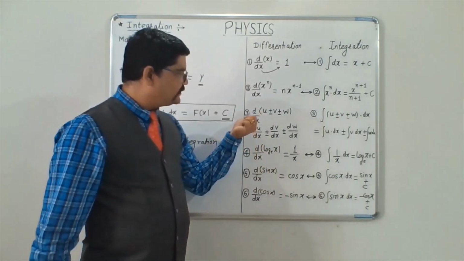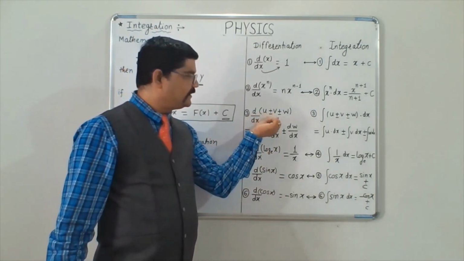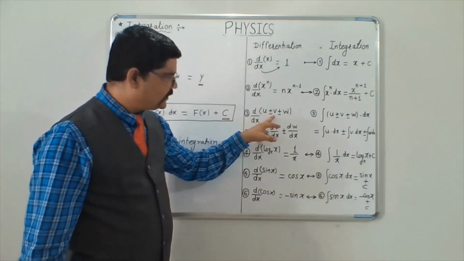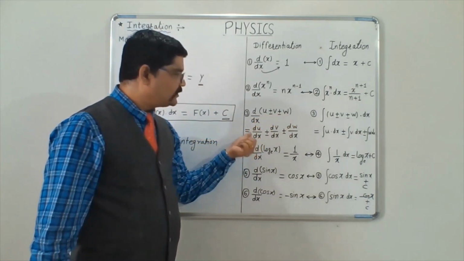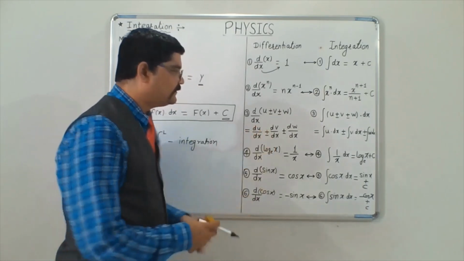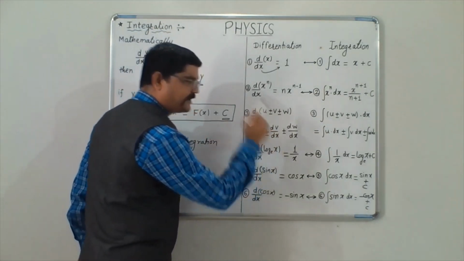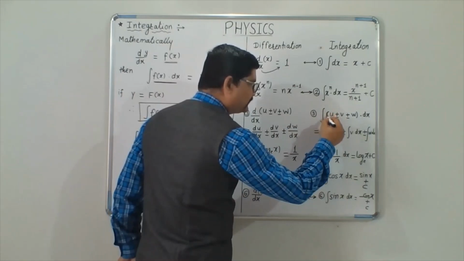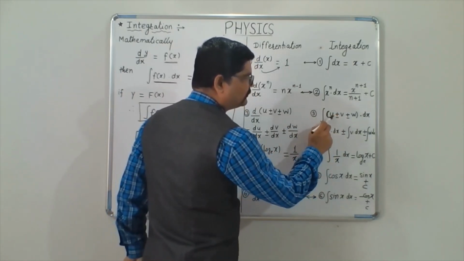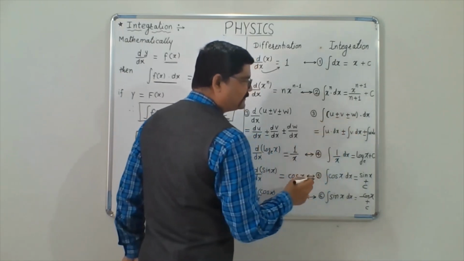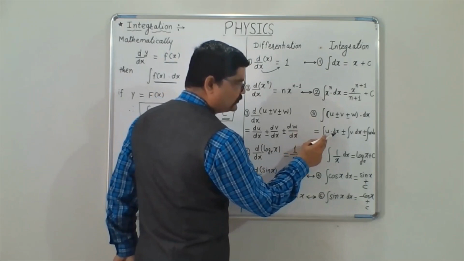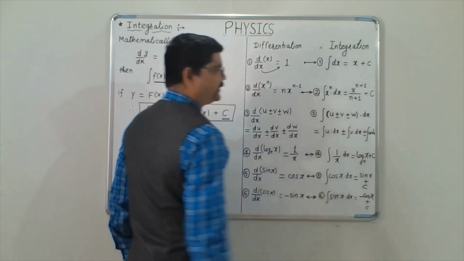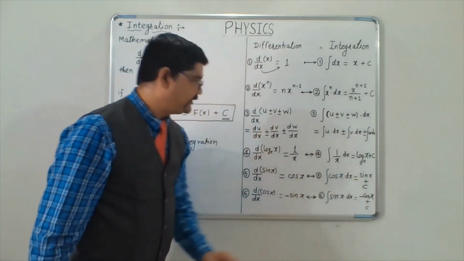We have differentiated the given polynomials in the three functions u, v and w which were dependent on x. dy/dx of u plus or minus v plus or minus w is equal to du/dx plus or minus dv/dx plus or minus dw/dx. Opposite to this, integration of the function u plus or minus v plus or minus w into dx is simply integration of u dx plus or minus integration of v dx plus or minus integration of w dx. These are the formulae that are there.